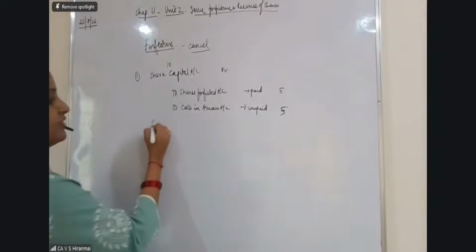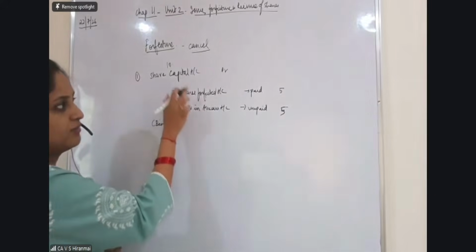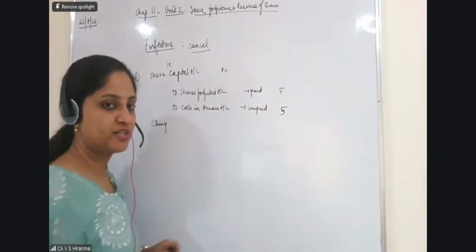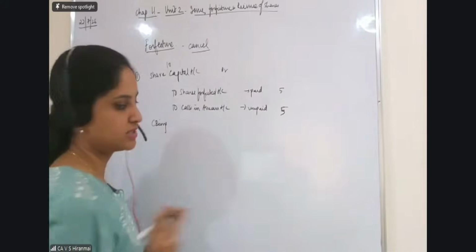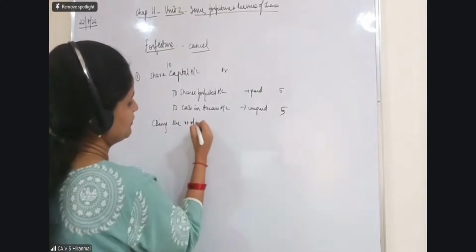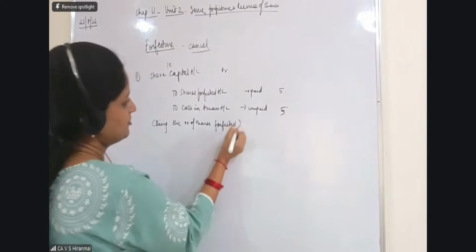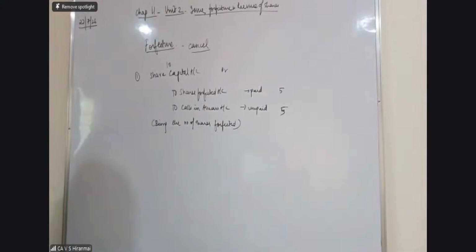So what does the shares forfeited account consist of? The amount the shareholder has paid. Whatever he has paid will come into the shares forfeited account. Whatever he has not paid will come into the calls in arrears account. Being the number of shares, whatever number of shares as per the question forfeited, this will be the entry. One single entry it is.